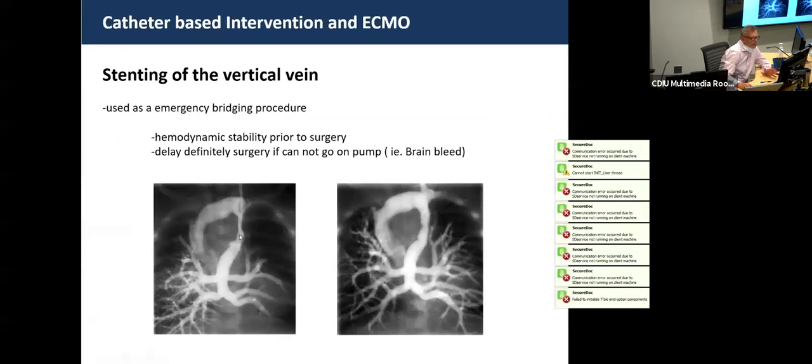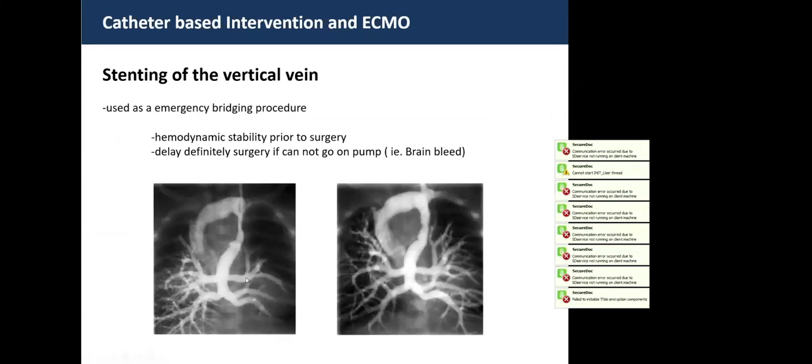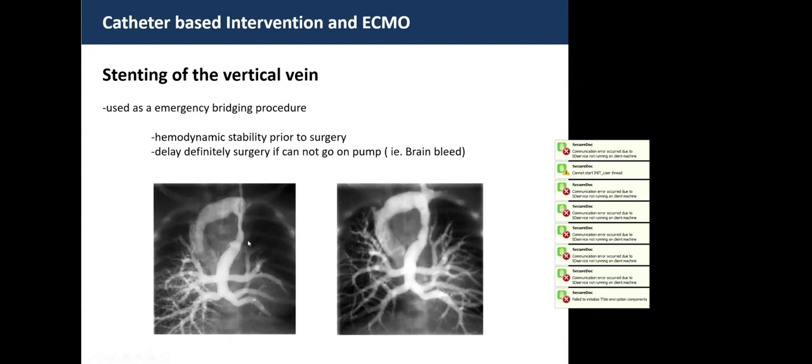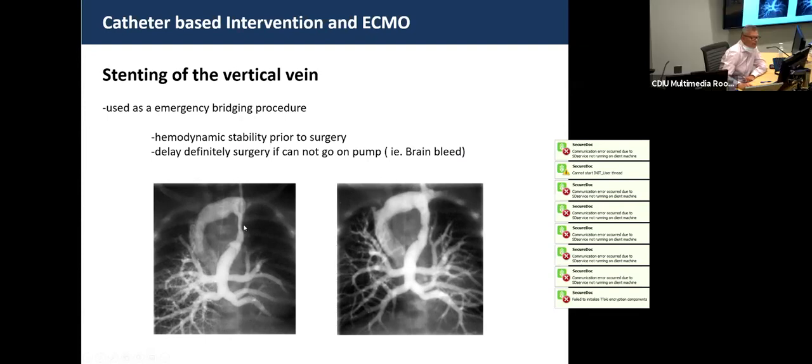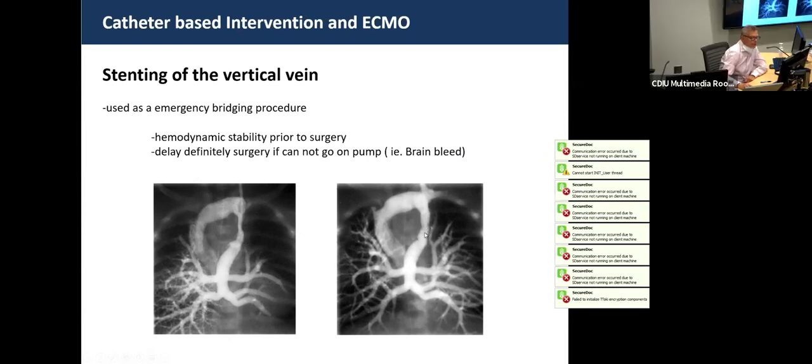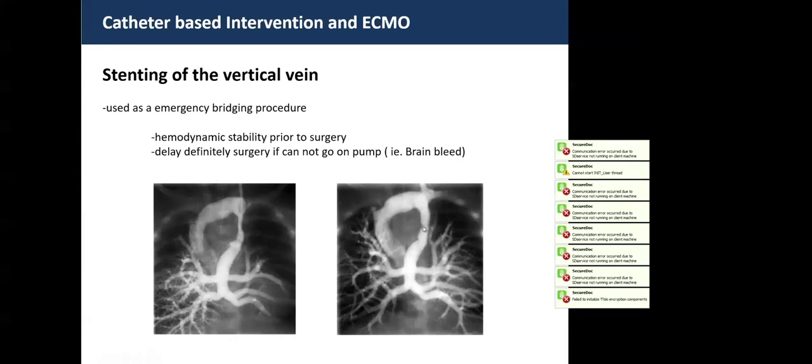So we talked about stenting as an interim bridge method to decompress the pulmonary venous circuit. And this is actually a nice angiographic slide of decompressing the vein. You can see on the image on the right, there's a stent, so an improved caliber of the connection.